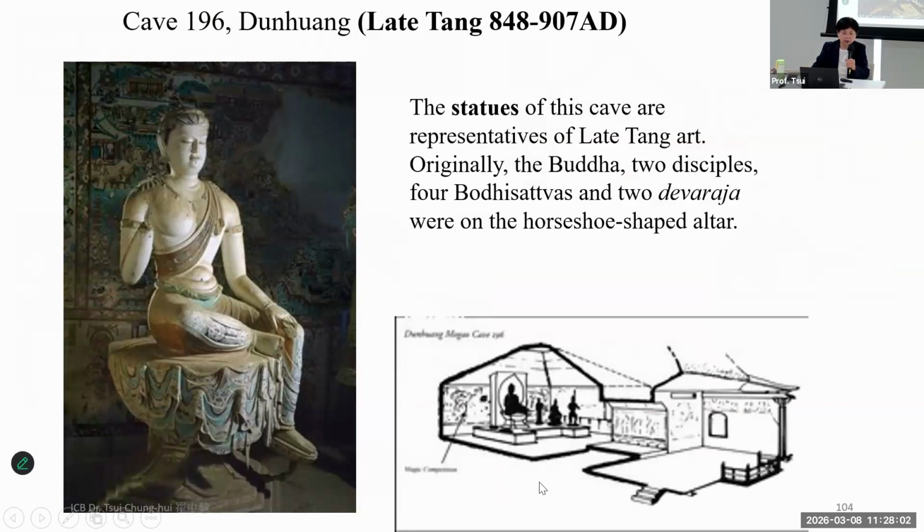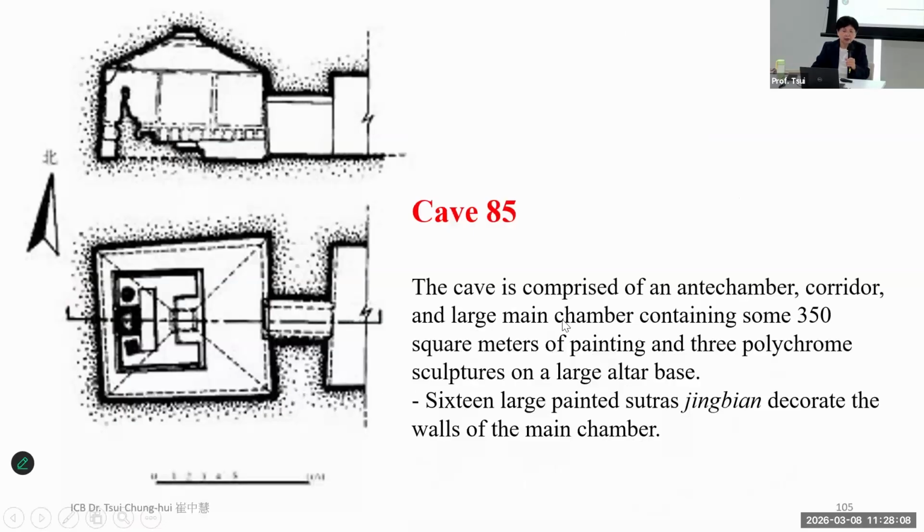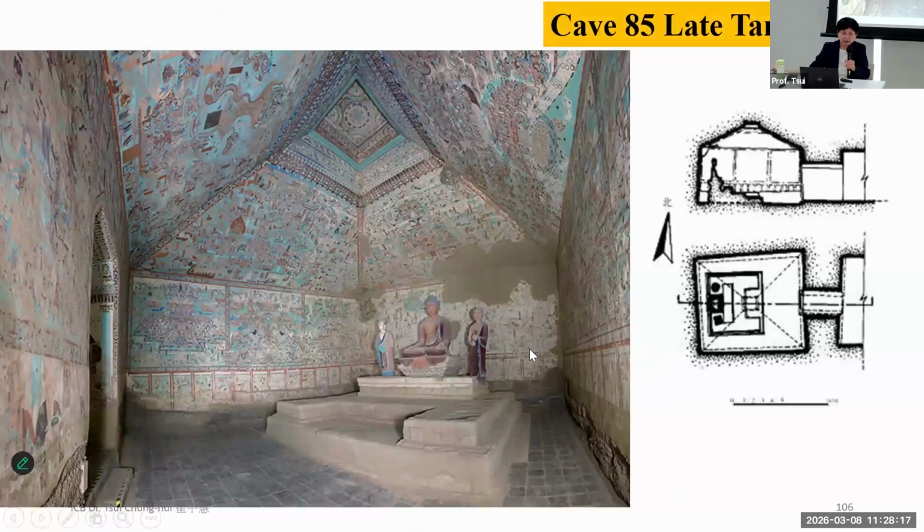Cave 196 is also a back screen cave in the later Tang, and cave 85 is also a later Tang cave with a back screen design. So this is from cave 85, and the cave is now not open to the public because of the serious damage to the wall paintings. So nowadays this cave is under conservation work. You can see they were originally enshrined with sculptures on the main platform.